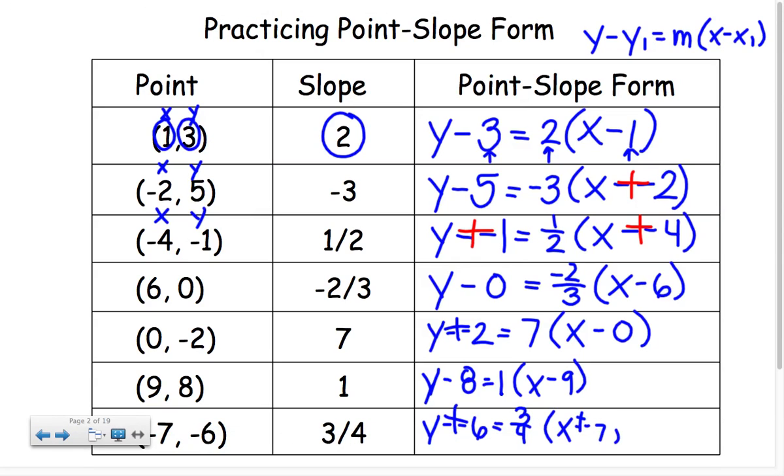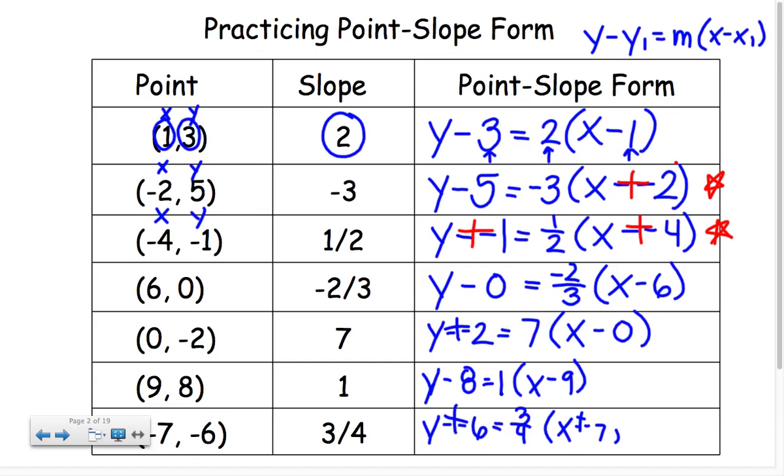Now, I want you to look at all of these equations and notice the relationship between the coordinate point and the equation. So let's pick a random one here. Let's do this one right here. We'll look at a couple of them. We'll look at 2 of them.